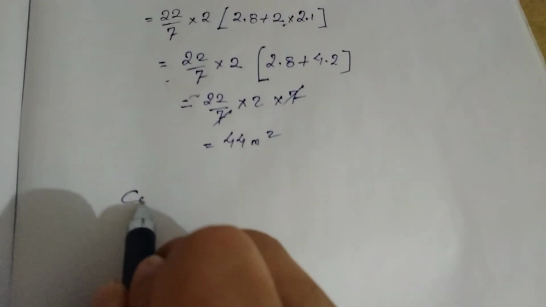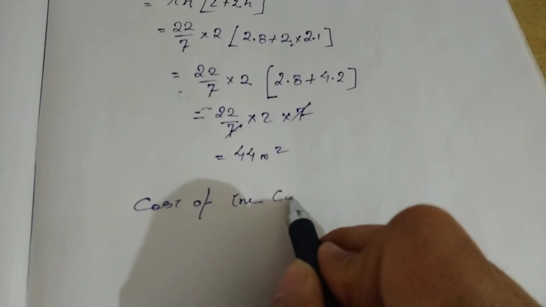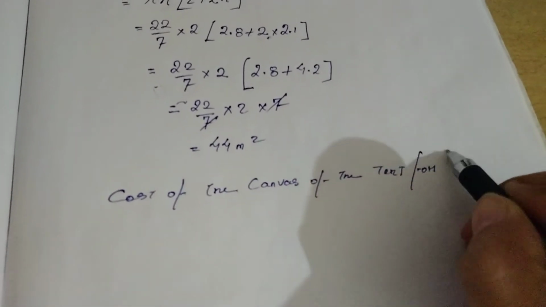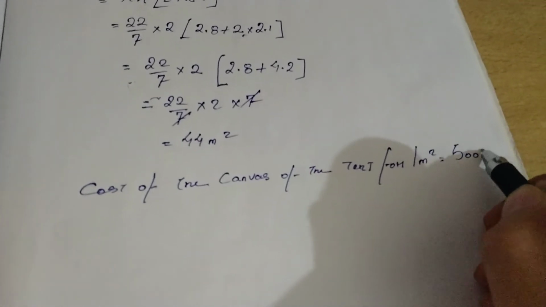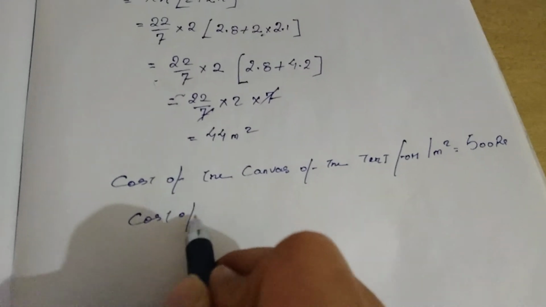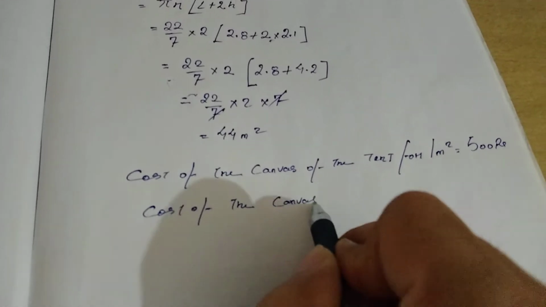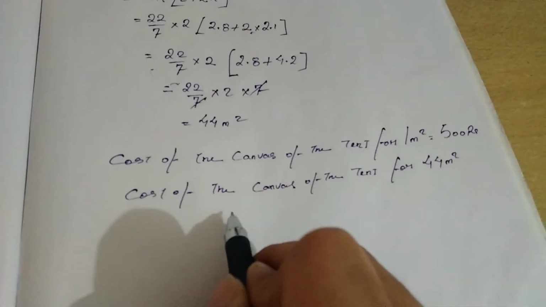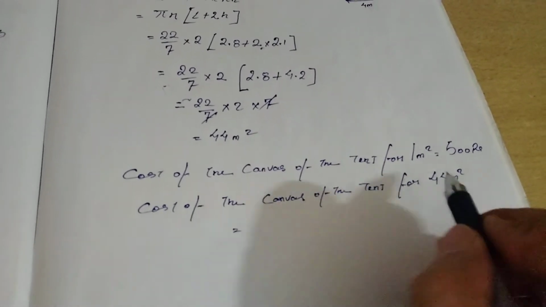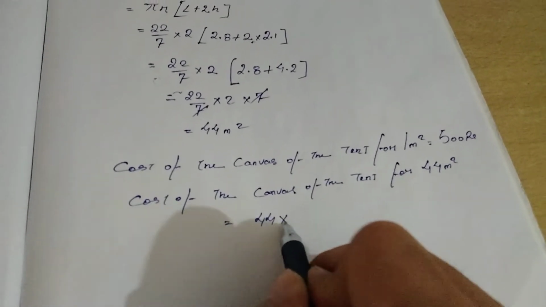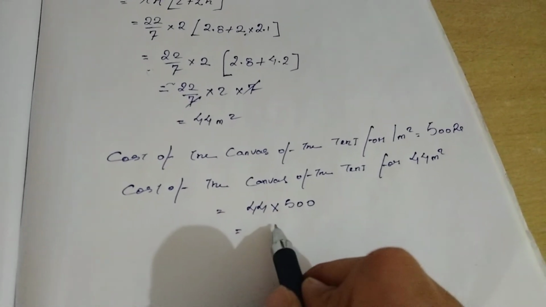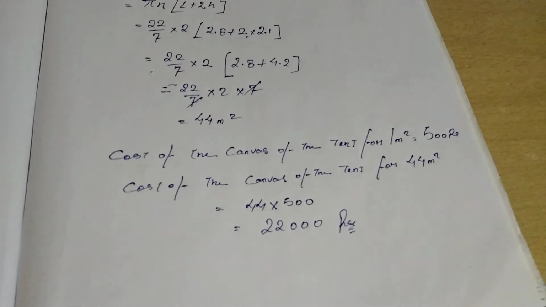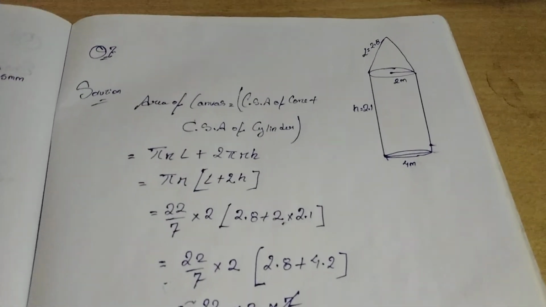Next, the cost of the canvas of the tent. For 1 meter, the question gives 500 rupees. So the cost of the canvas of the tent for 44 meter square will be what? For one it is this much, so for 44 we'll multiply with 500, so 44 into 500 equals 22,000 rupees. So with this we have completed our question 13.1, question number 7.